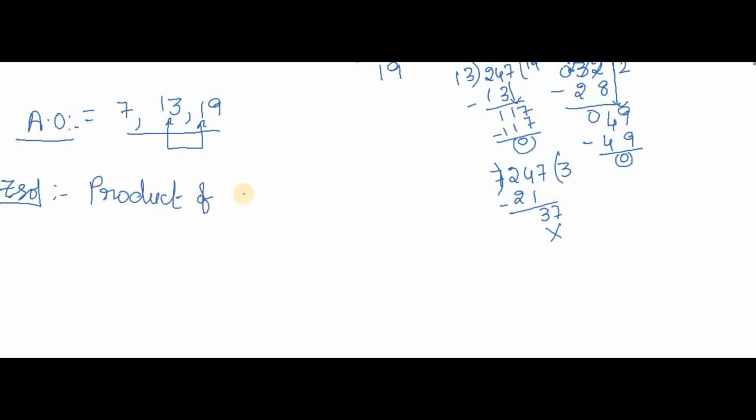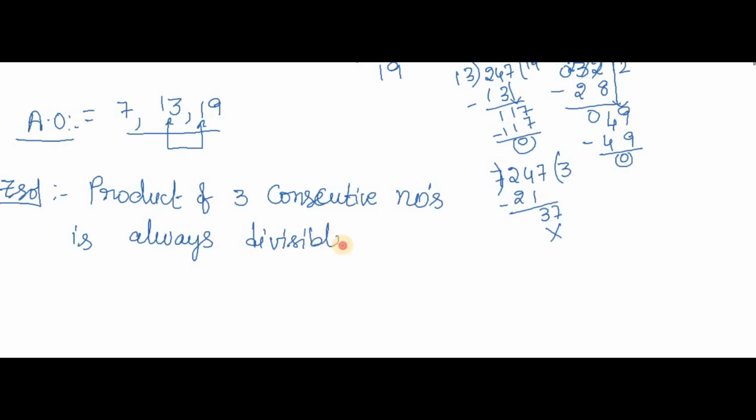Product of three consecutive numbers is always divisible by 6. So we'll take consecutive numbers 2 into 3 into 4. 2 3s are 6, 6 4s are 24. Of course, it is divisible by 6.